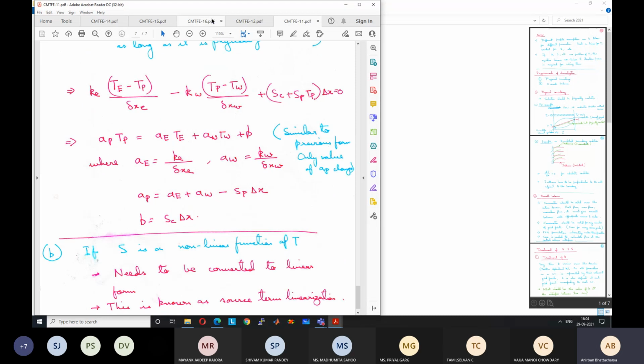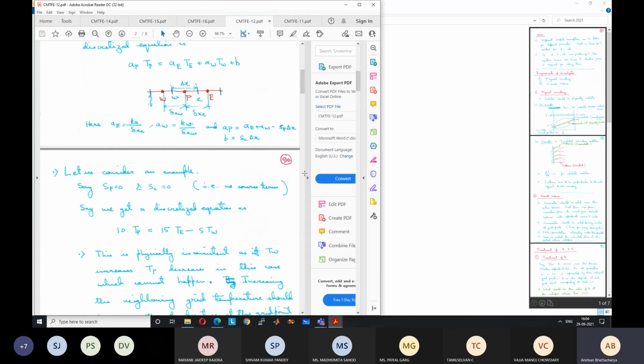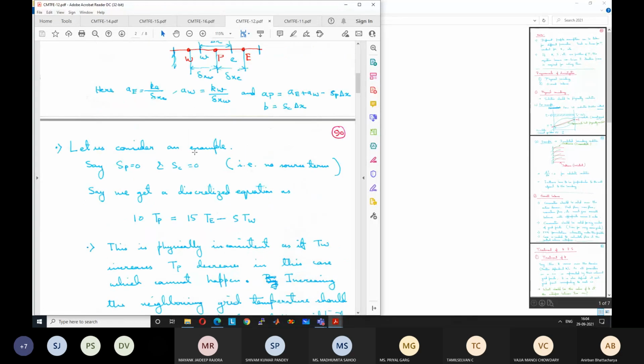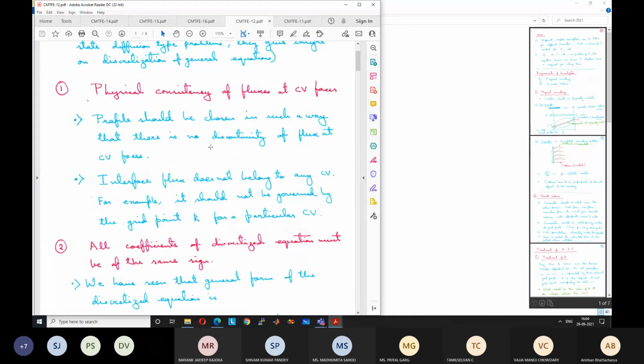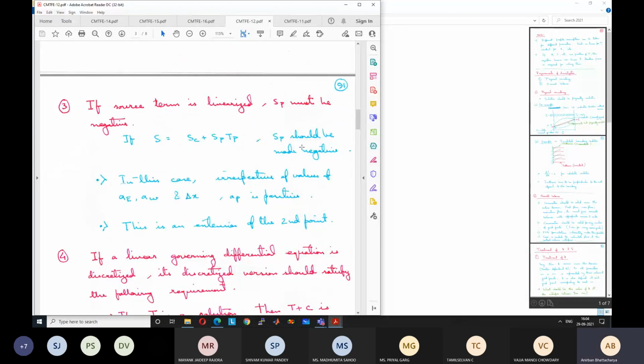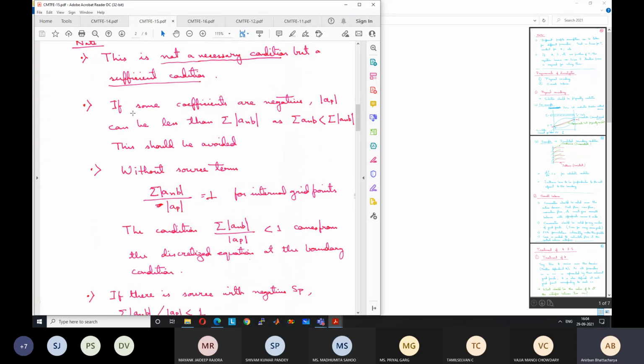So that also is one way of, like we had discussed previously, that one of the conditions is that if source term is linearized, SP should be made negative. SP should be made negative, and we can see that with negative SP there is no problem with Scarborough criteria, but with positive SP there is a problem. So this is what is written here.